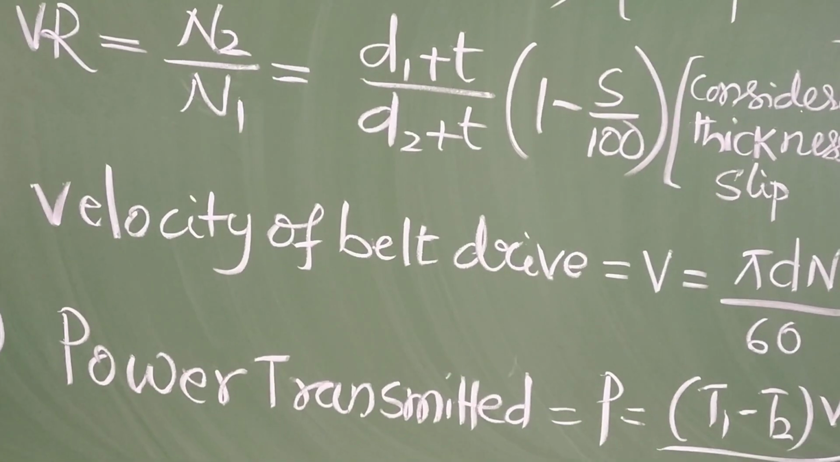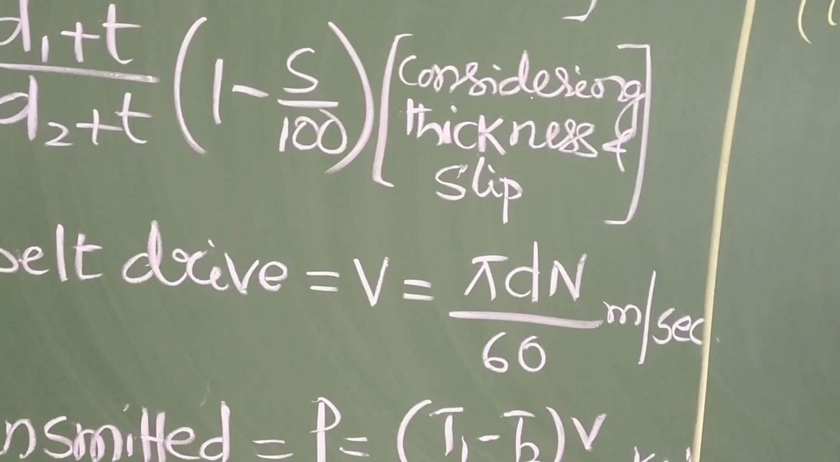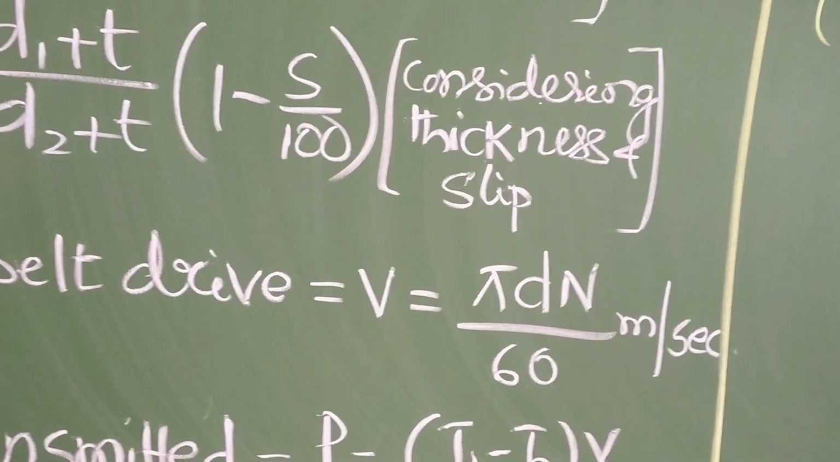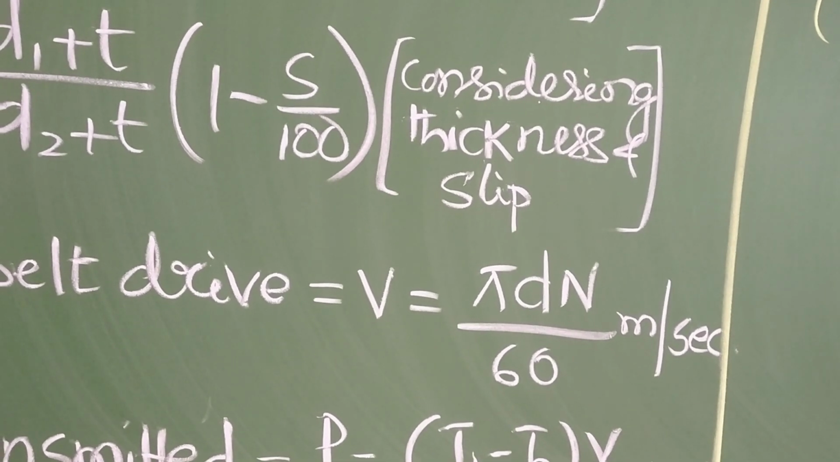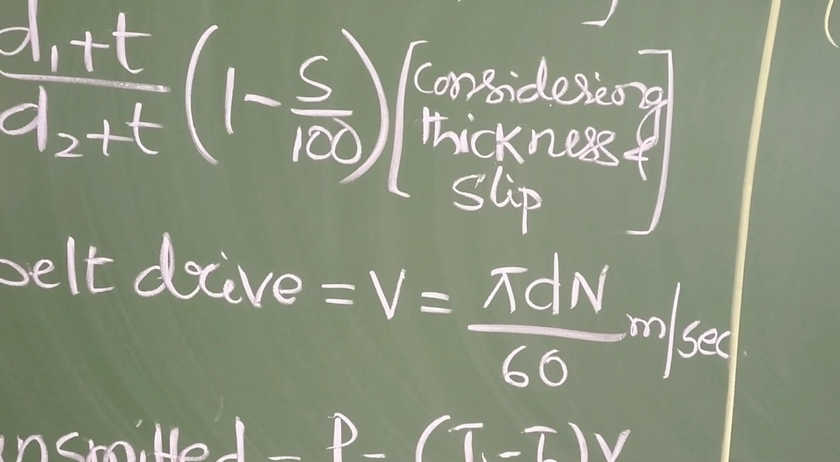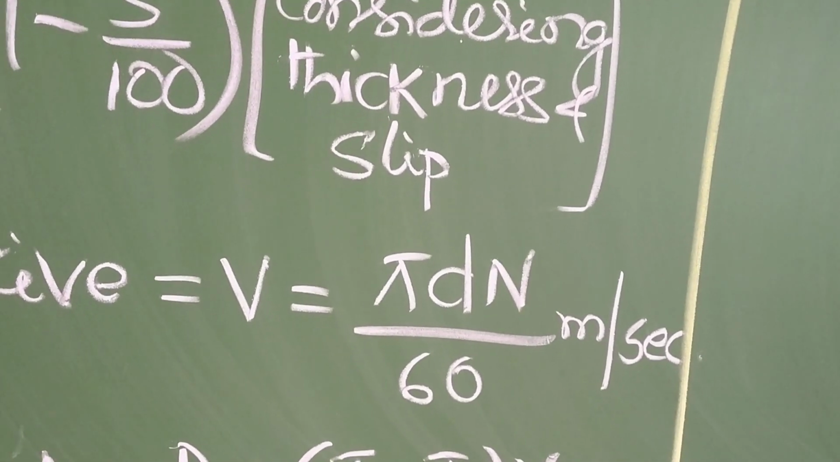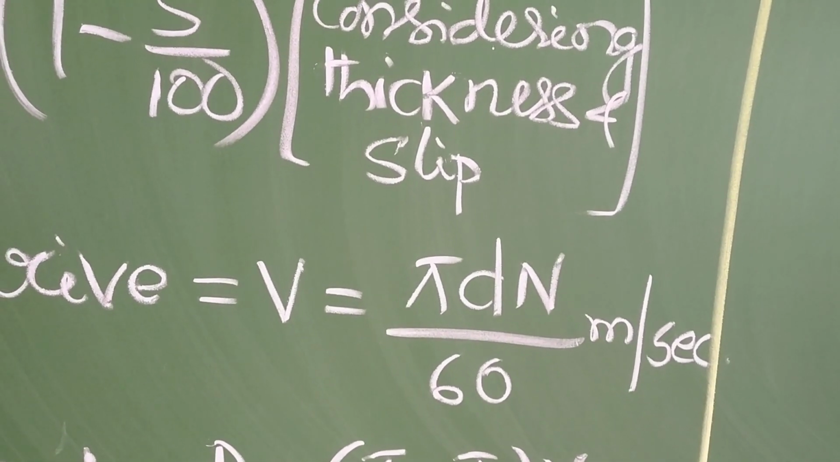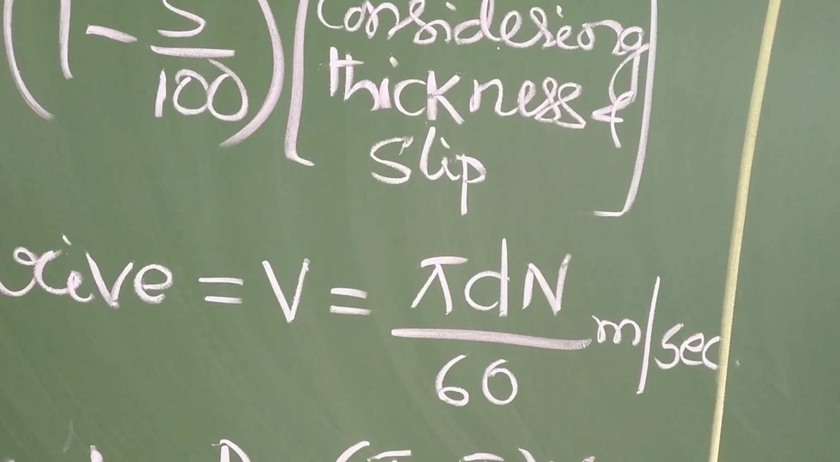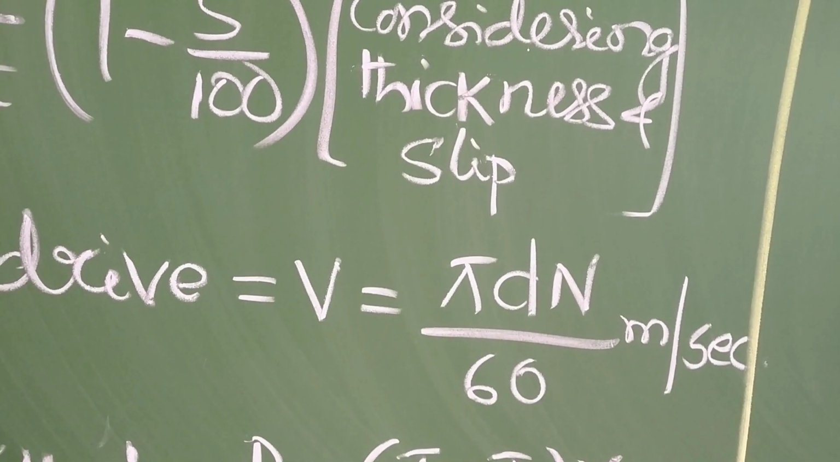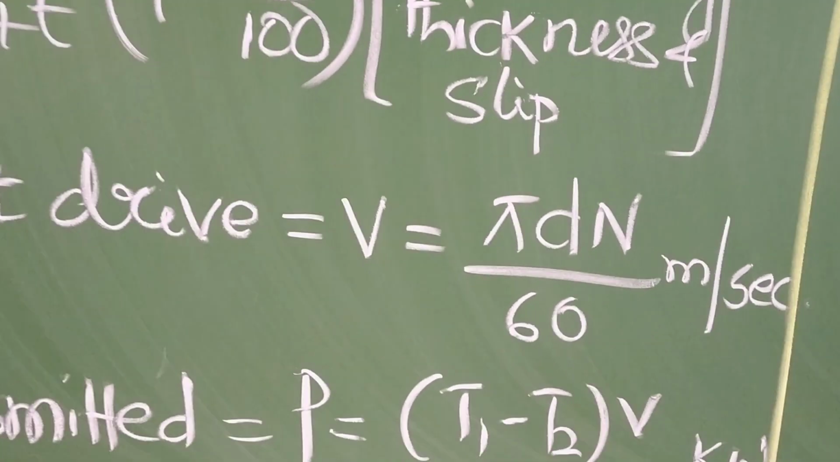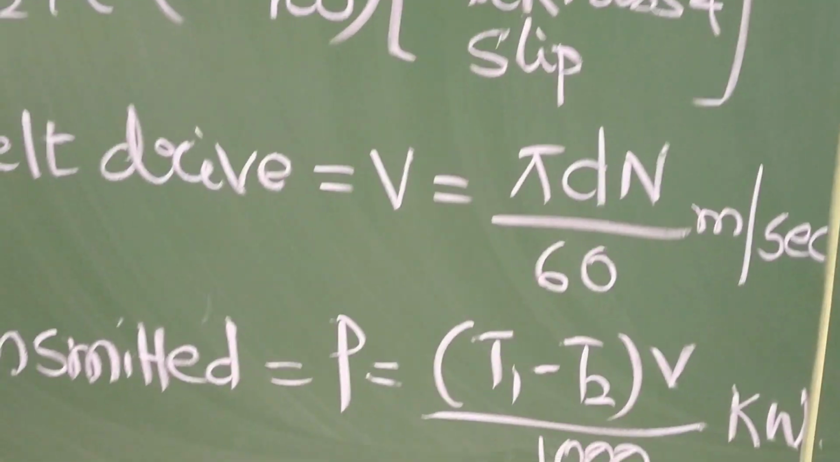Then what is the velocity of the belt drive? Velocity of the belt drive is always V equals pi D N by 60, where D is expressed in meters and N is expressed in RPM, and when you divide it by 60 you get it in meters per second. If it is for the driver pulley, it can be pi D1 N1 by 60. If it is for the driven pulley, it can be pi D2 N2 by 60. But the general formula is pi D N by 60.